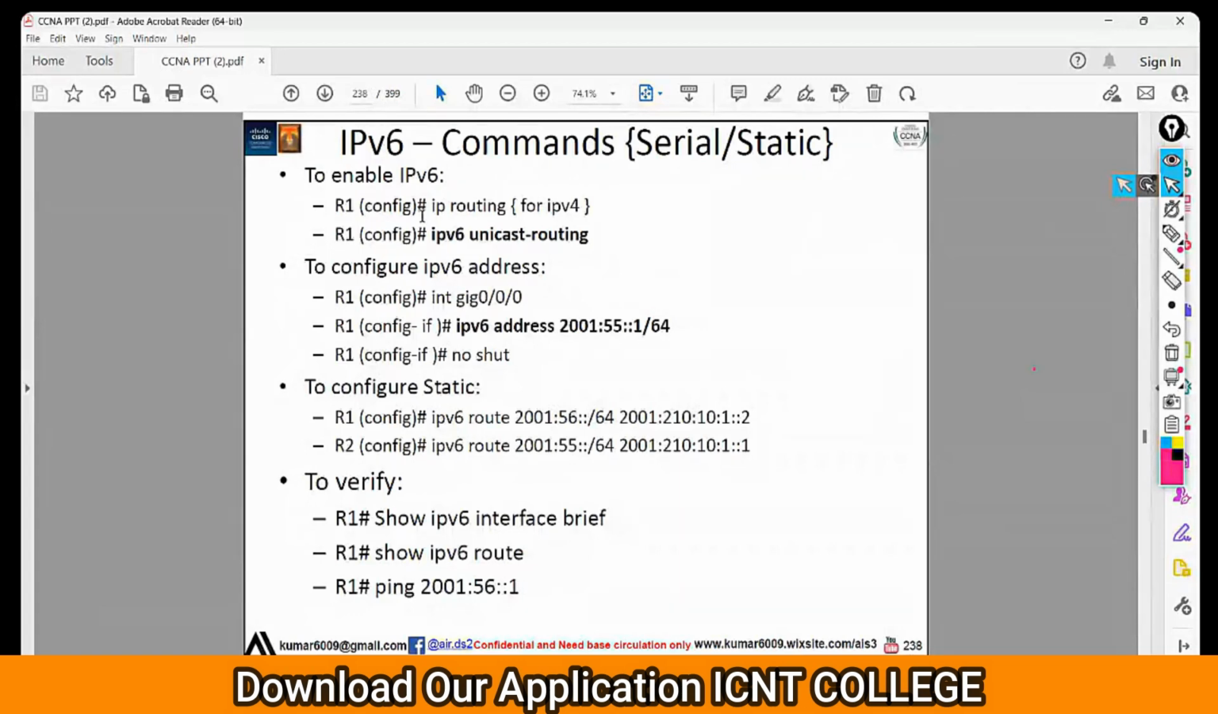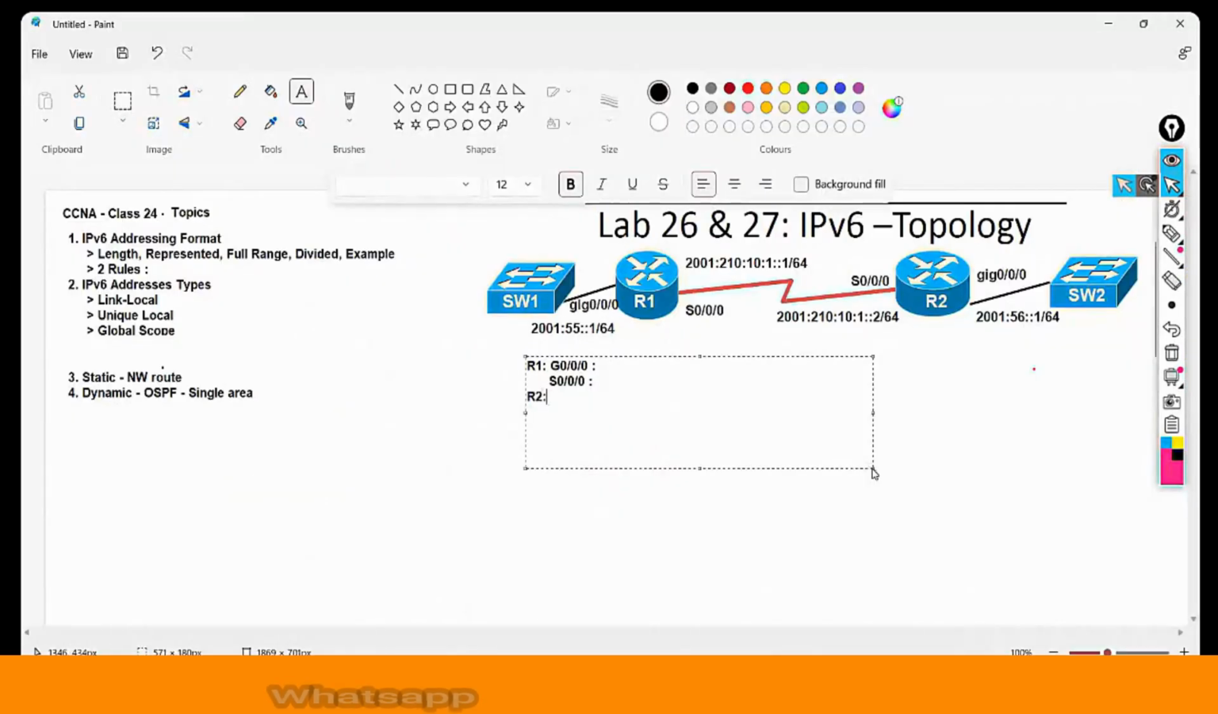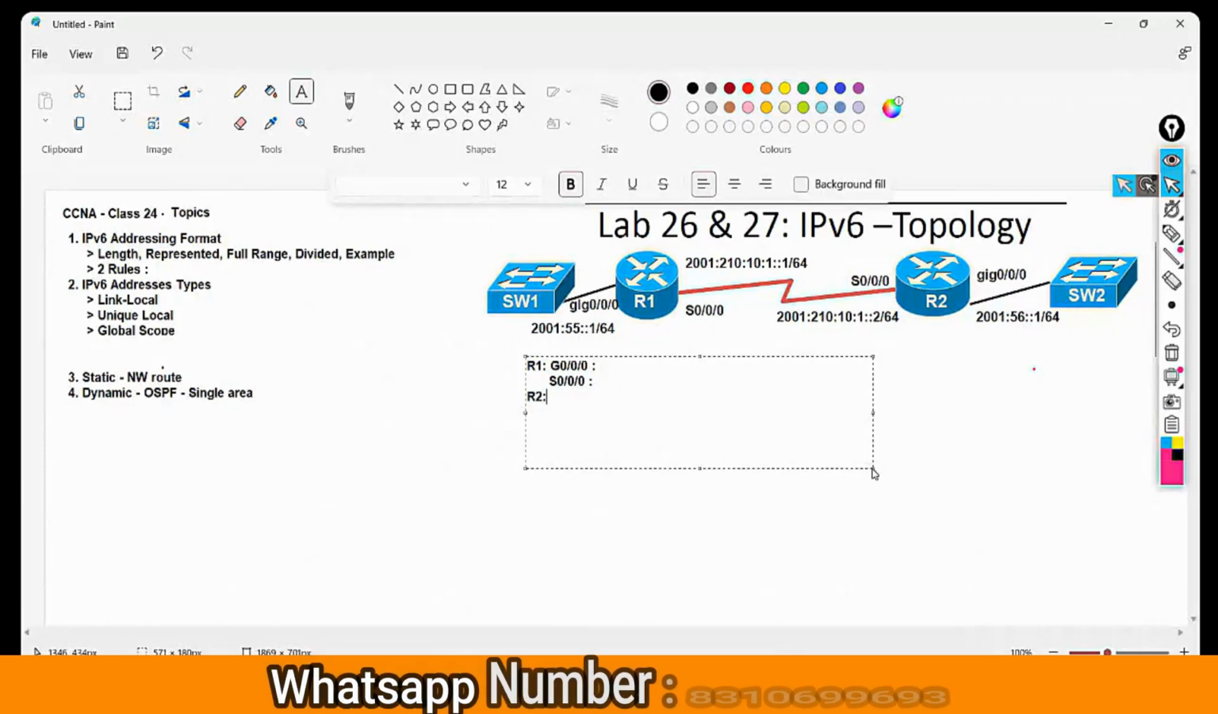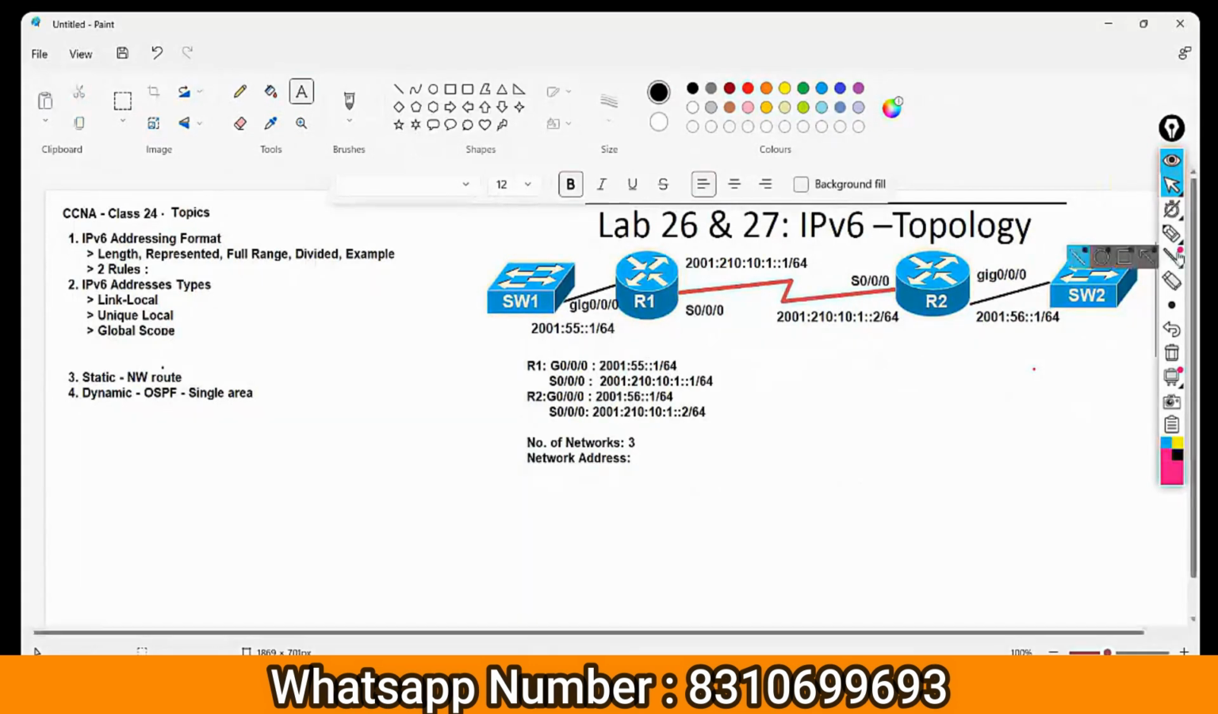Type the address and type /64. Now let's understand what addresses we have first: 2001:10:10:1::/64, and so on. See, this is one network. 10, 20, 30, remember? This is one network. That's 3 networks.